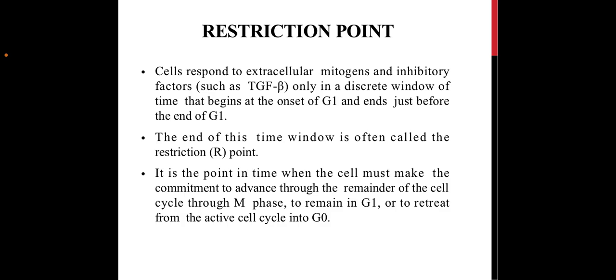So, if we talk about the restriction point, cells respond to extracellular mitogens and inhibitory factors such as TGF beta only in a discrete window of time that begins at the onset of G1 and ends just before the end of G1. The end of this time window is often called the restriction point, or R point. It is a point in time when the cell must take the commitment to advance through the remainder of the cell cycle through M phase, to remain in G1, or to retreat from the active cell cycle into G0.